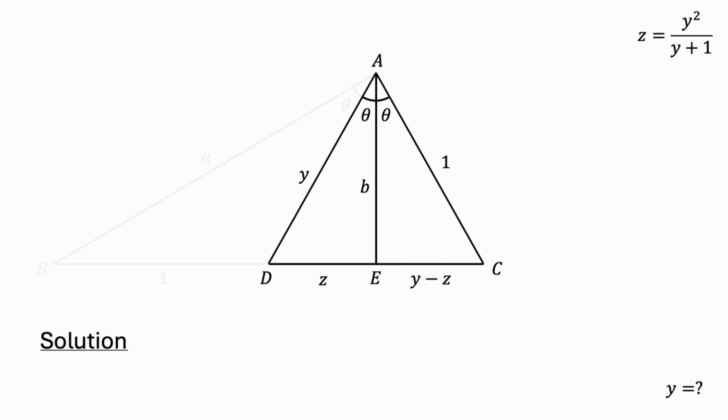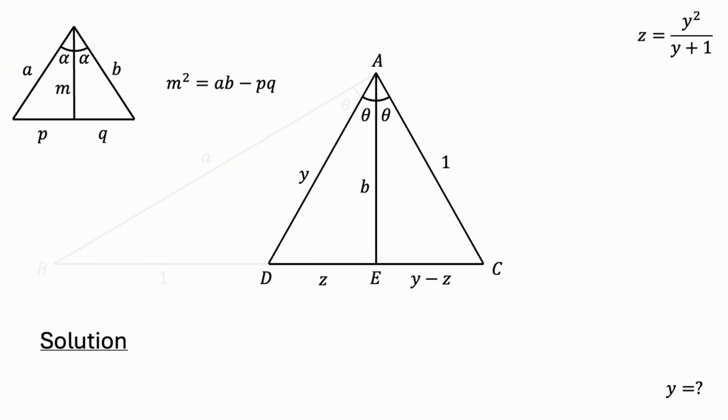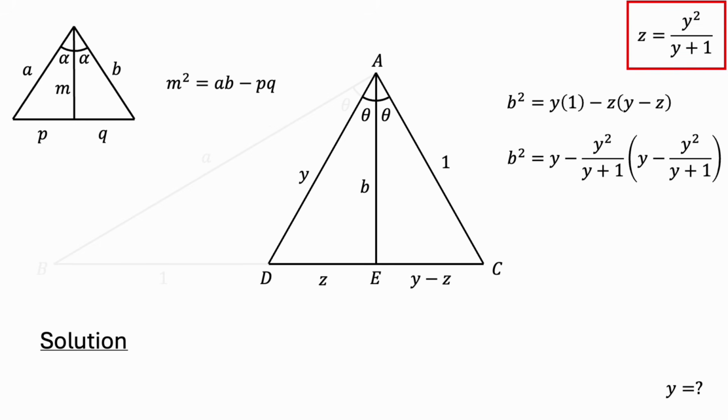Next, let's apply Stewart's theorem to triangle ADC. Given a triangle with these dimensions, Stewart's theorem tells us that m squared equals ab minus pq. By Stewart's theorem in triangle ADC, we obtain b squared equals y times 1 minus z times y minus z. Substituting z equals y squared over y plus 1 gives us b squared equals y minus y squared over y plus 1 times y minus y squared over y plus 1, which simplifies to b squared equals y minus y cubed over y plus 1 whole square.